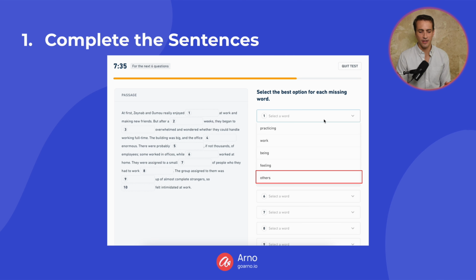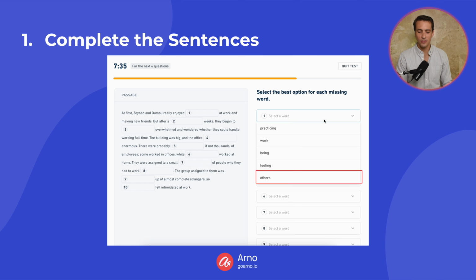All right, what about others? At first, Zainab and Omu really enjoyed others at work and making new friends. So first, it's grammatically correct. They really enjoyed others at work and making new friends. But let's ask ourselves if it makes sense in the passage. It actually kind of makes sense, right? It's basically saying that they enjoyed other people or others and making new friends.